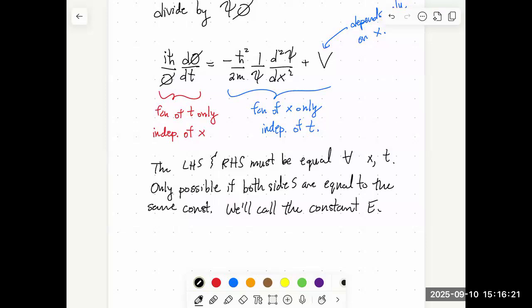So I think that's where we're going to stop for today. What we'll do when we meet, I guess Monday is the next time we meet, is set the left-hand side equal to E, and set the right-hand side equal to E, and we'll do some manipulations and see where we end up.